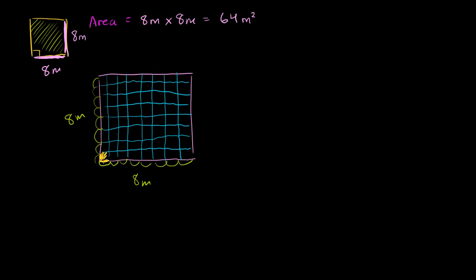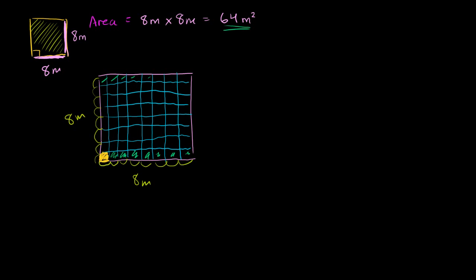What I'm shading here in yellow is 1 square meter. And you could imagine just counting the square meters. In each row, we're going to have 1, 2, 3, 4, 5, 6, 7, 8 square meters, and then we have 8 rows. So we're going to have 8 times 8 square meters, or 64 meters squared. If you sat here and just counted each of these, you would count 64 square meters.